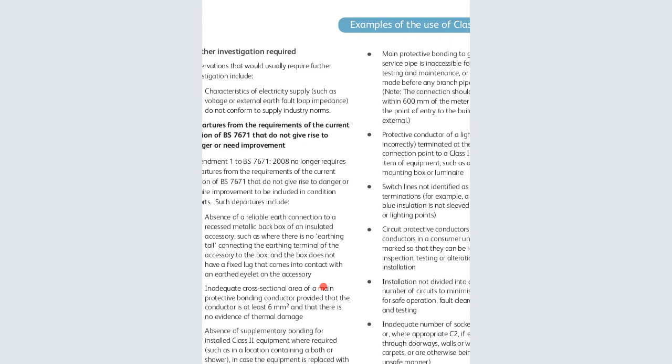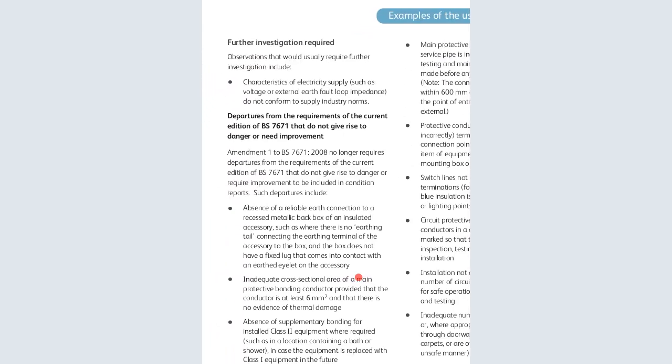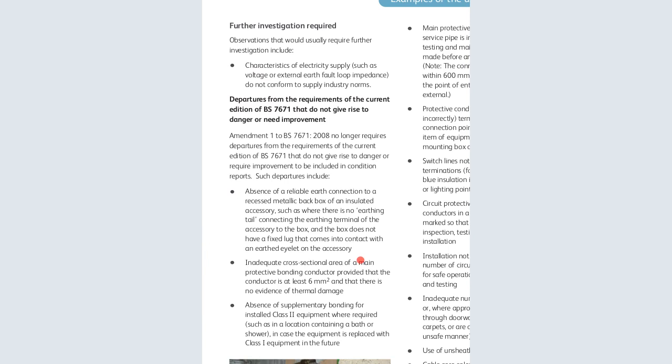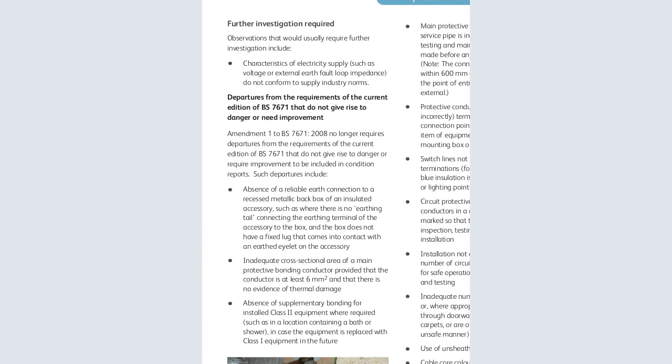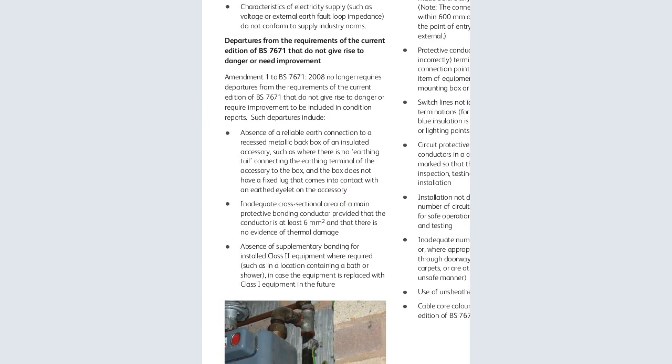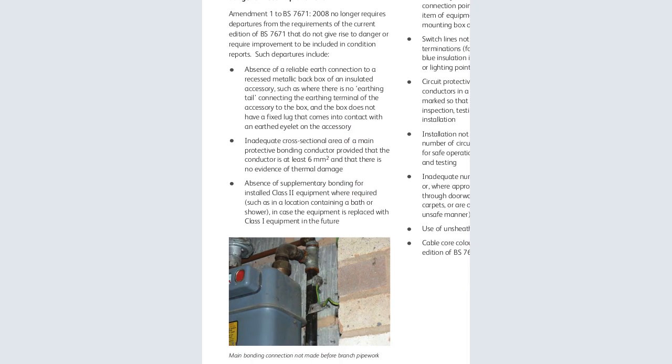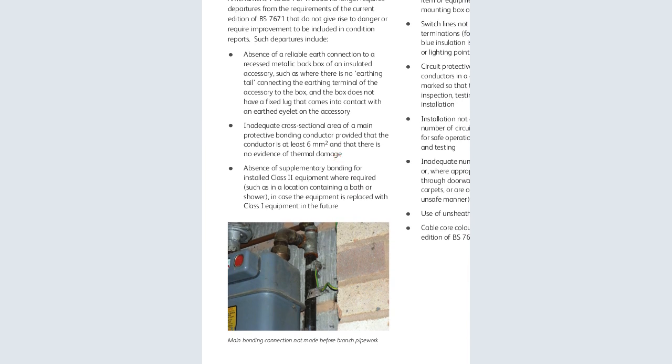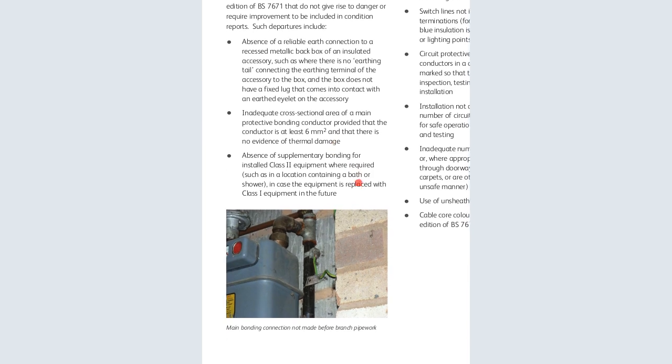Now, further investigation required. Observations that would usually require further investigation include characteristics of the electric supply, such as voltage and external earth fault loop impedance, that do not comply with the supply industry norms. Now we have others, like the absence of reliable earth connection to a metallic box. You can see there, on earthing, connecting the earthing terminal of the accessory box, and the box does not have a fixed lug and comes into contact with the earthed eyelet of the accessory.